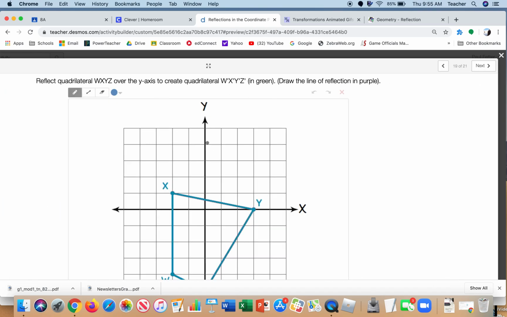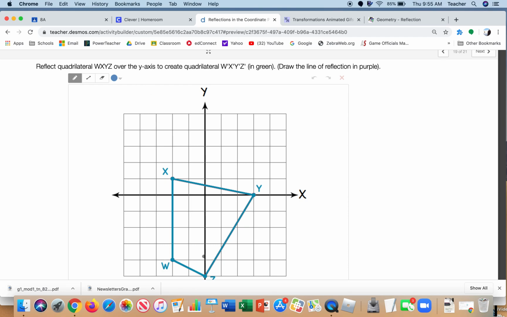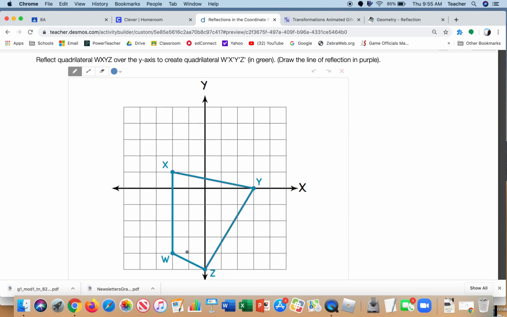This one's going over the y-axis, so we're flipping it across the y-axis, so Y will be over here, X will be over here, Z will be up here, and W will be over the y-axis. Z stays there because it's over the y-axis, and W will be over here. So again, Y is 3 away, so it goes here. X is 2 away, so it goes here. W is 2 away, so it goes over here. And again, Z will stay the same because we're reflecting over the y-axis. It's the line of reflection, and Z prime will be right there.